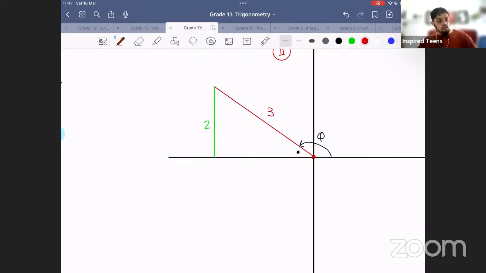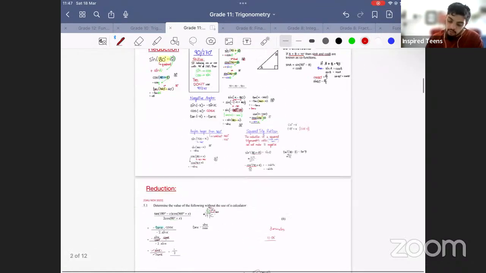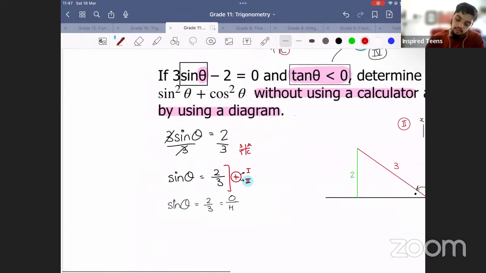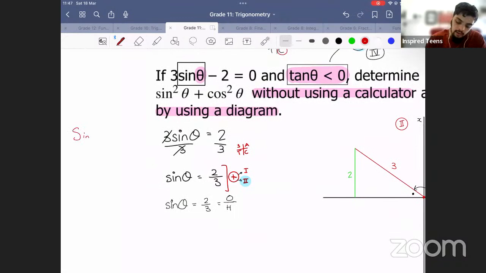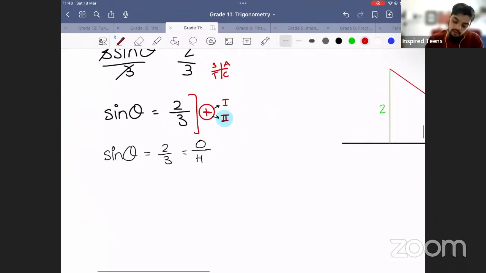Okay, so we're using SOHCAHTOA. Yes, correct. We did go through SOHCAHTOA, I think. But yes, correct. We are using SOHCAHTOA to understand that it's opposite over hypotenuse. Thanks for that. Sine is opposite over hypotenuse. Cos is adjacent over hypotenuse. Tan is opposite over adjacent. SOHCAHTOA. So yes, indeed we are using the fact that sine is opposite over hypotenuse.